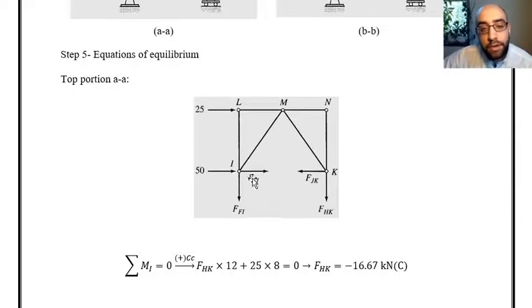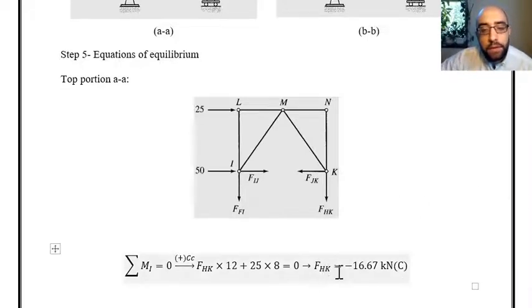The distance from K to I is 6 plus 6, which is 12 meter. So 12 multiplied by FHK, and also the moments because of this 25 and 50 kip force should give us the value for member HK.